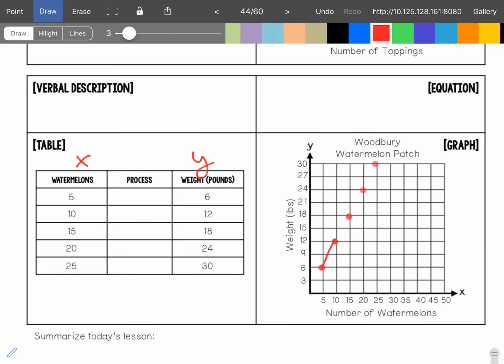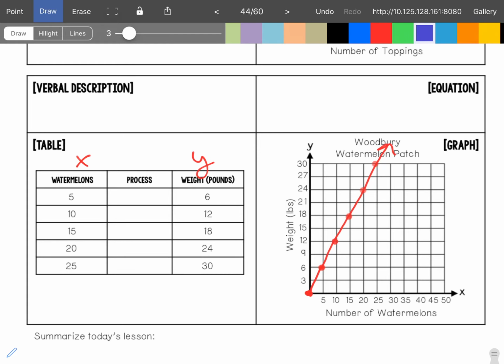Now, this particular one is actually going to be proportional because we could continue that pattern. It could have started here. 0 watermelons is going to weigh 0 pounds, right? That just makes sense. Yeah, it is going through the origin, so it would be proportional.